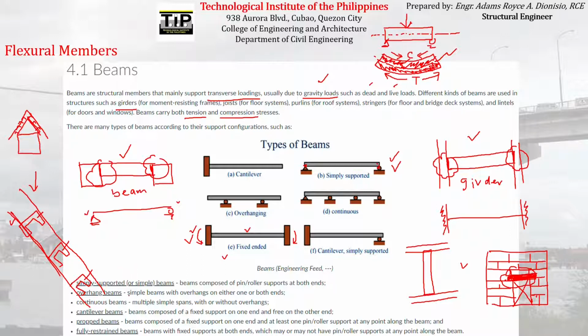Okay? So, there are many types of beams according to their support configurations. So, ito yung mga different types ng beam natin, depende sa kung paano sila sinusuportahan. Okay? So, katulad nitong cantilever beam. So, when we say cantilever beam, it's just a beam na yung support niya nasa isang end lang. And then the other end, walang support. Free. Free siya, wala siyang support.